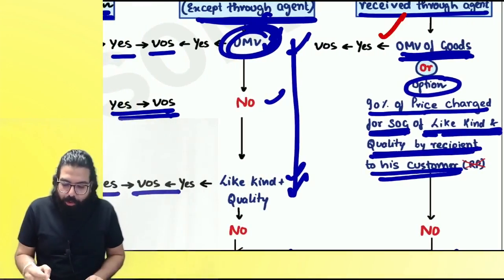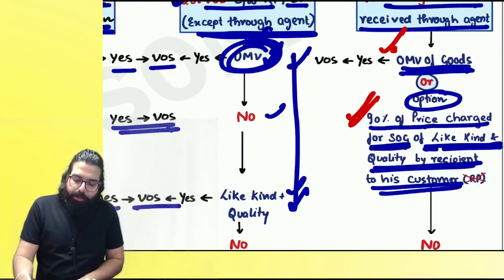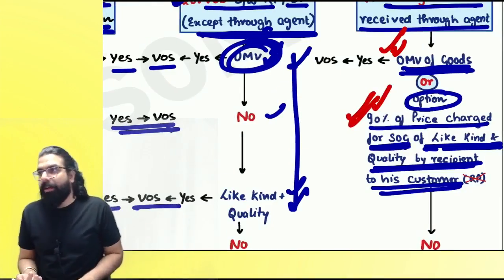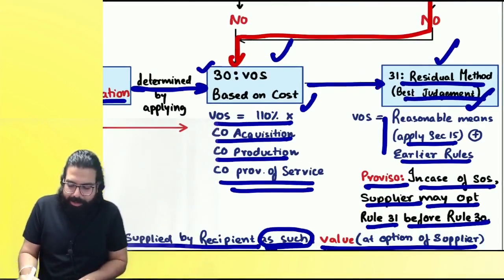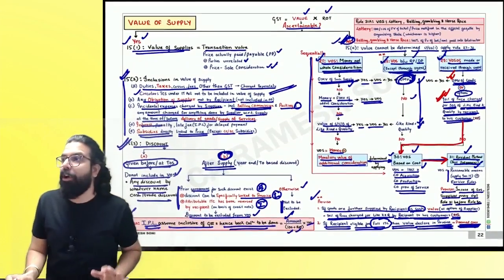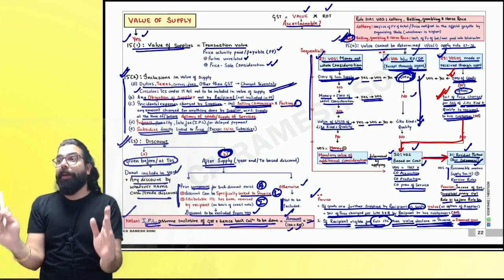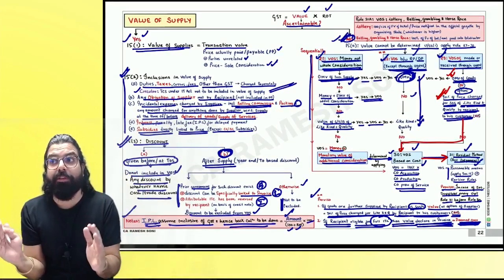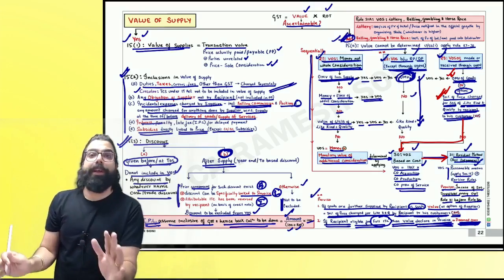Open market value of the goods or 90% of the price charged. Then, sir, whichever is beneficial to you, you will go ahead and take. Now, if that is not available, please apply valuation rule number 30 and then you apply 31. Are we all clear with this? 27, 28, 29, 30 and 31. Please practice question answers. If you don't do question answers, 27 to 31, you will not remember.